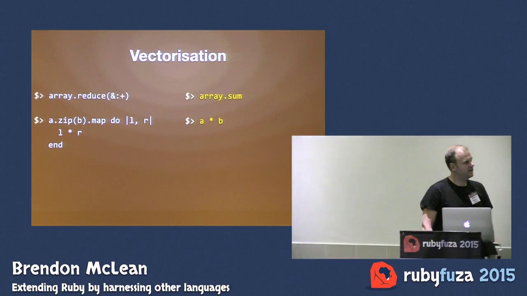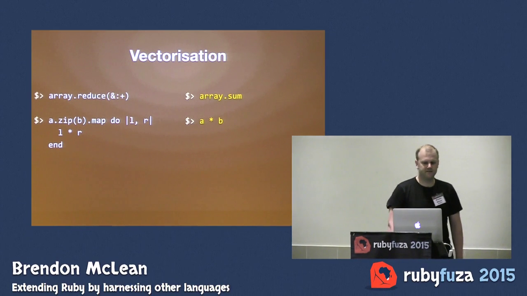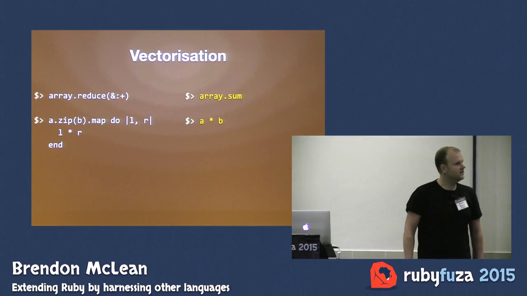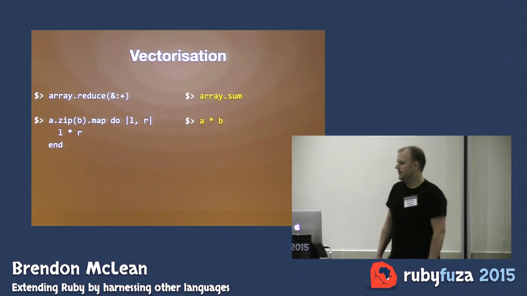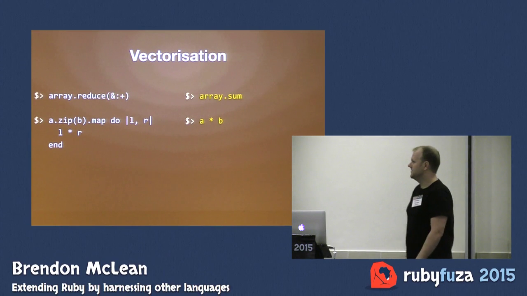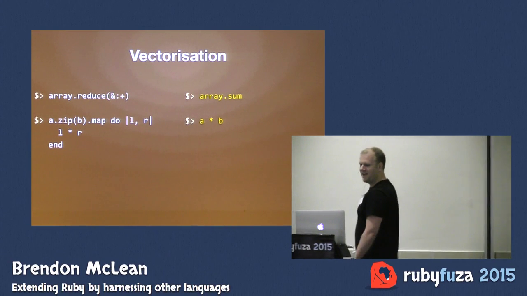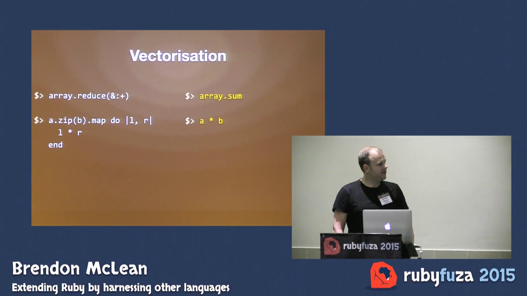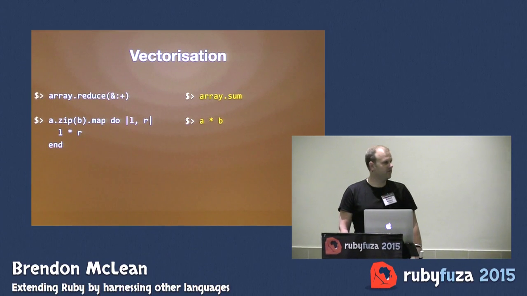Vectorization is basically turning the Ruby on the left into the Ruby on the right. Can everyone see that? I'll take that silence as yes. And it is possible to speed up the thing on the right by many orders of magnitude.